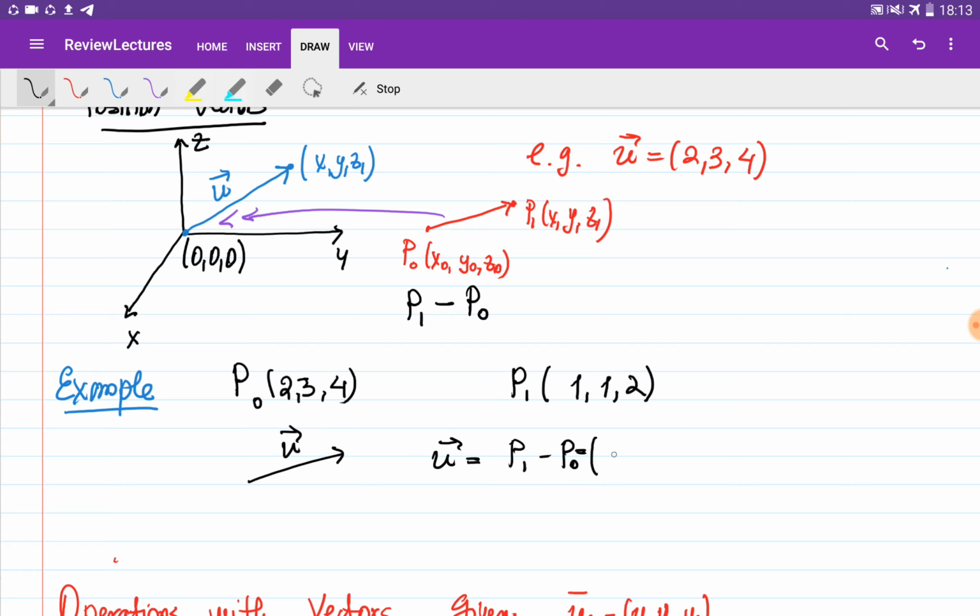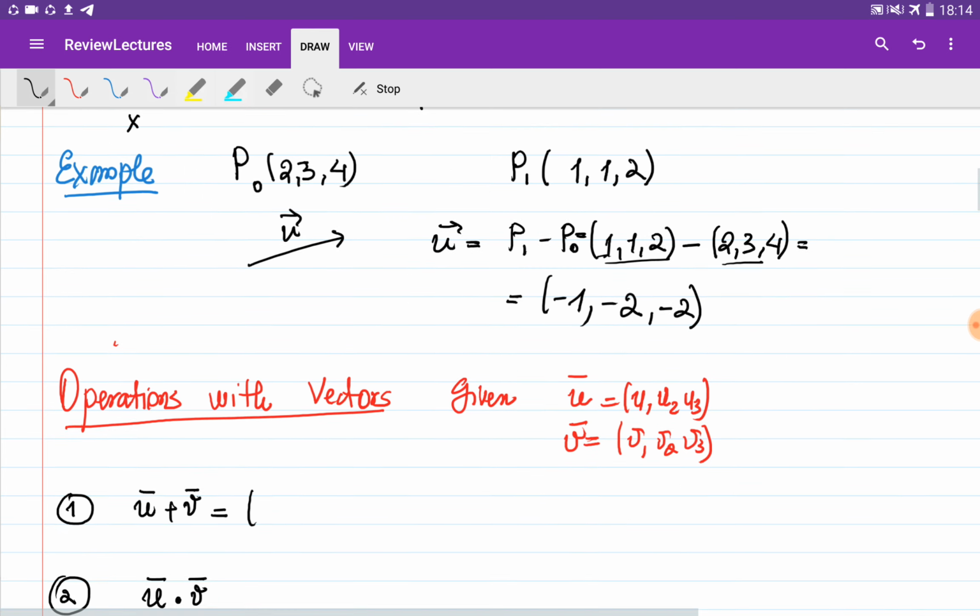So this is going to be 1, 1, 2, minus 2, 3, 4. So I'm going to subtract these 2 points component by component, right? So the first component from the first component is going to be minus 1. The second from the second, it's going to be minus 2. The third from the third one, it's going to be minus 2.